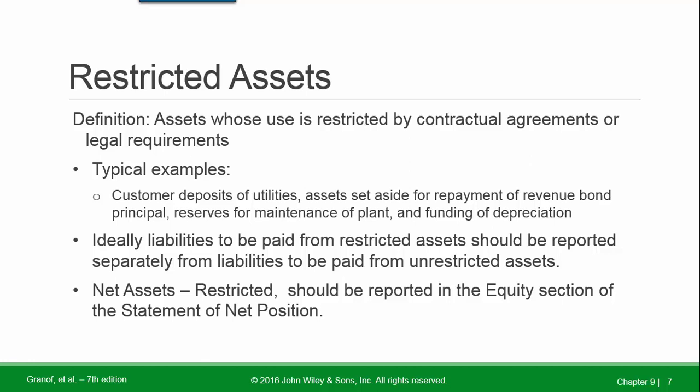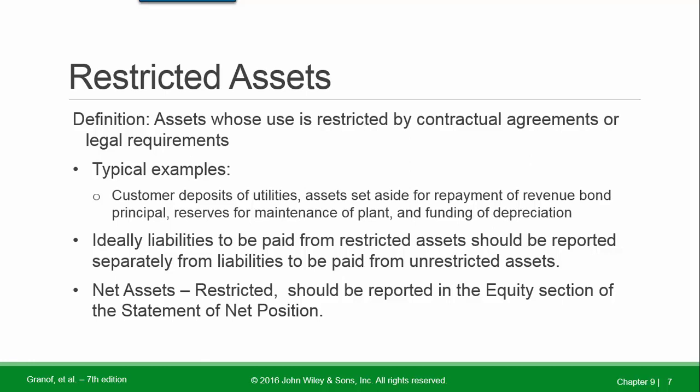Restricted assets. The definition: these are assets whose use is restricted by contractual agreement or legal agreements. Examples: customer deposits of utilities, assets set aside for repayment of revenue bond principal, reserves for the maintenance of plant, and funding of depreciation. Ideally, liabilities to be paid from restricted assets should be reported separately from liabilities to be paid from unrestricted assets.